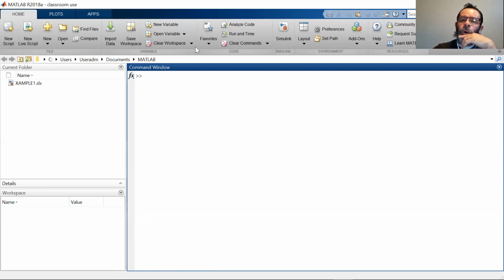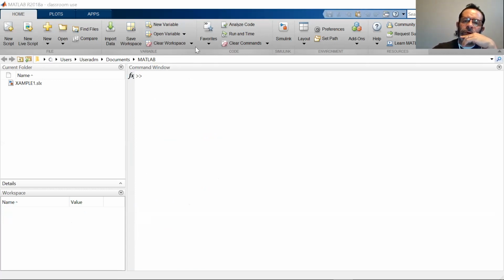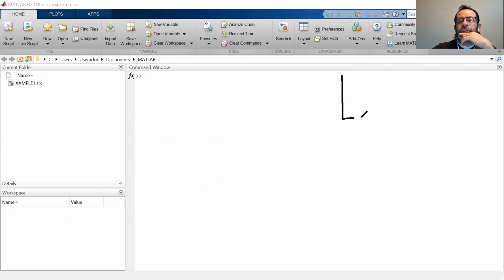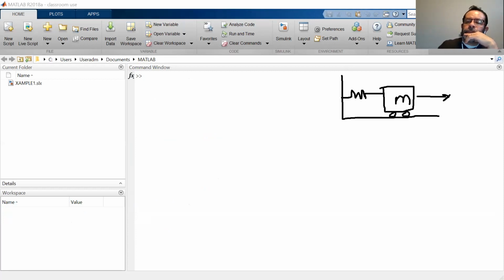Now let's talk about the other system we had, which is also a mechanical system. We had the same mass spring system with a K and a certain mass here. We also applied a force here.